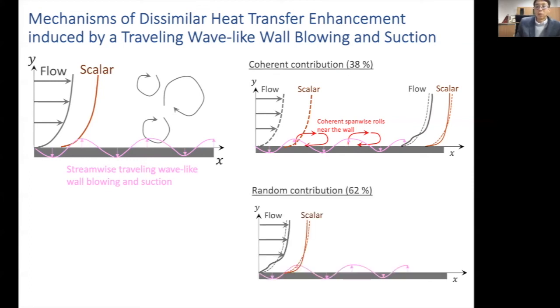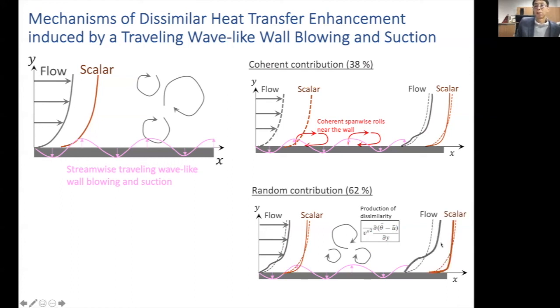And this is not the end of the story. If we have some dissimilarity in the mean field, this will be amplified by random background turbulence. Specifically, this production term is the dominant term for generating additional dissimilarity. Therefore, we have more dissimilarity between the velocity field and temperature field, and that contribution is larger than the coherent contribution.